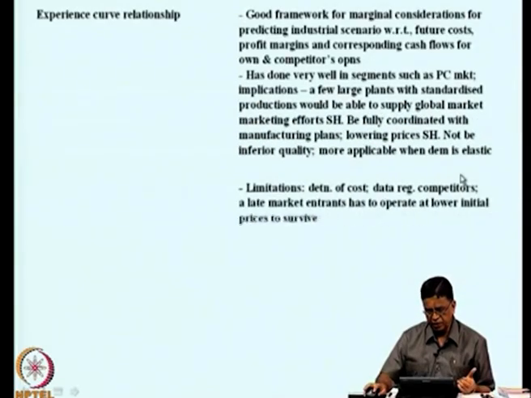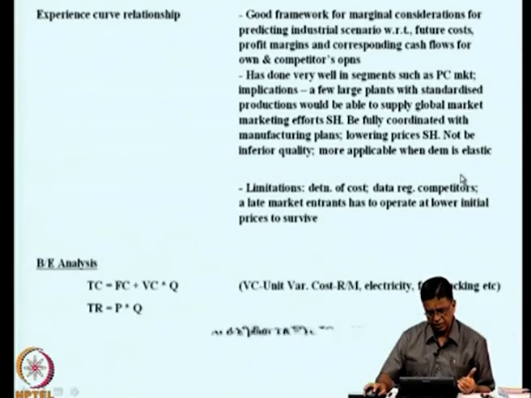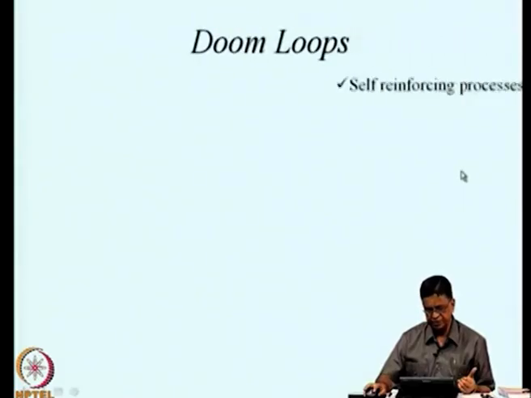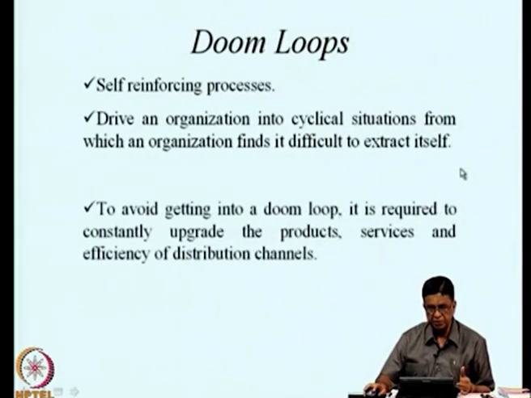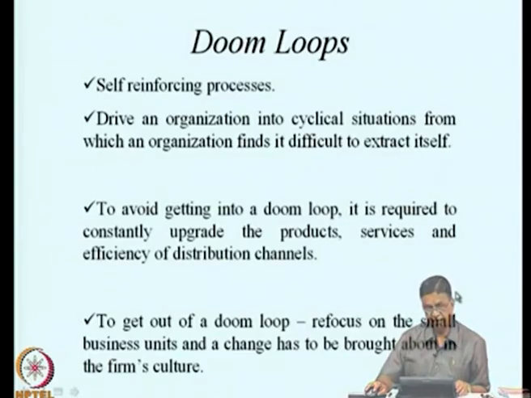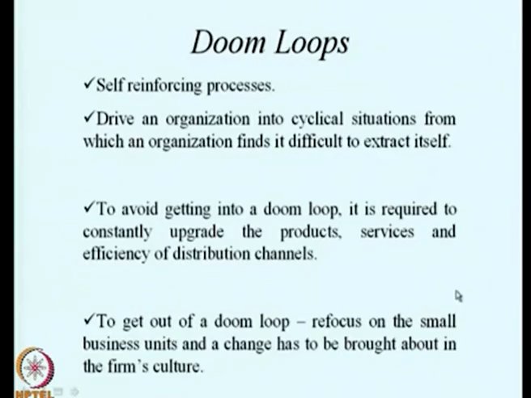We moved along from the break even analysis down to further steps, that is what is meant by a doom loop in an organization. We said an organization should avoid getting into a doom loop. In order to do that, it should constantly upgrade the products, services and efficiency of the distribution channels.